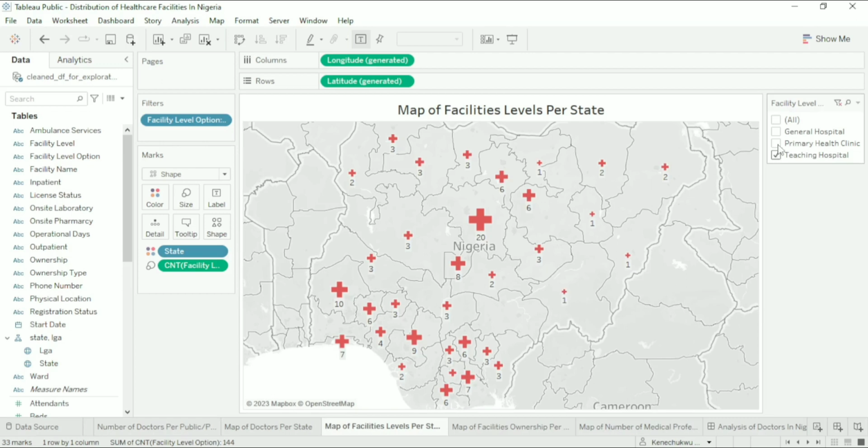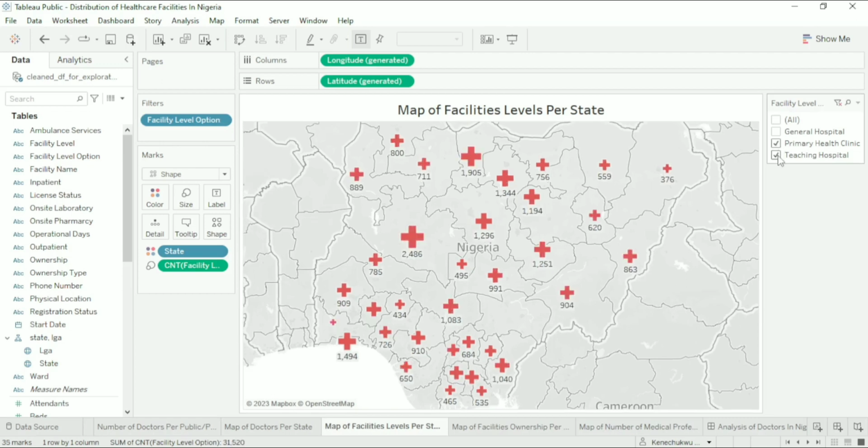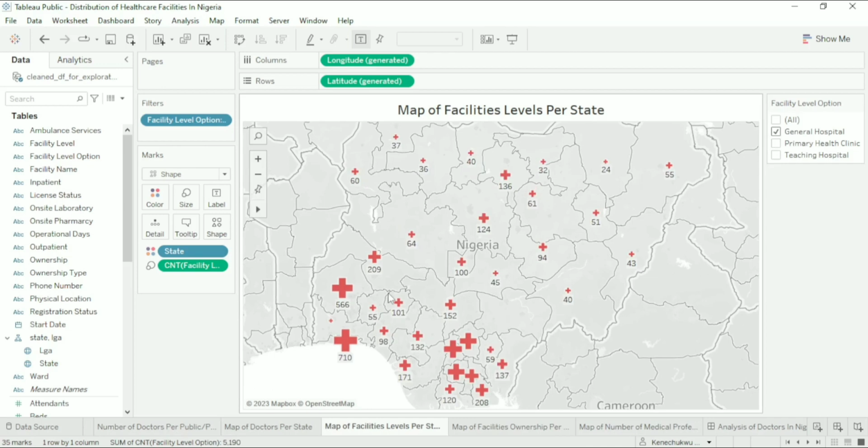So let me check for the public. For the public, there is more concentration in the north. Like, okay, yeah, you see Niger has the highest, then Lagos, others. So let me check for the general hospital. When it comes to general hospitals, the opposite is the case. Now there is more concentration here than here. So it simply means that most of the government investments, or government facilities, are in the north than in the south. That's what this visualization is actually showing us.